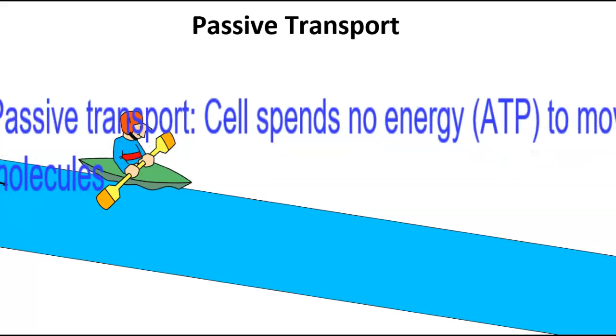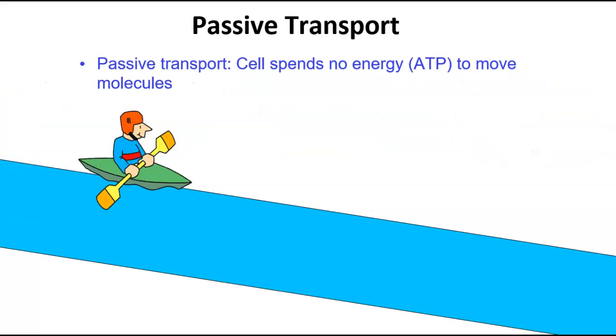So with passive transport, the cell is not using any energy. It's not using any ATP. Remember, that stands for adenosine triphosphate. The cell doesn't need any energy to move molecules in or out of the cell when passive transport is happening. There's no work taking place. There's no effort on the part of the cell. It just happens because that is the order that God has set up in the world.